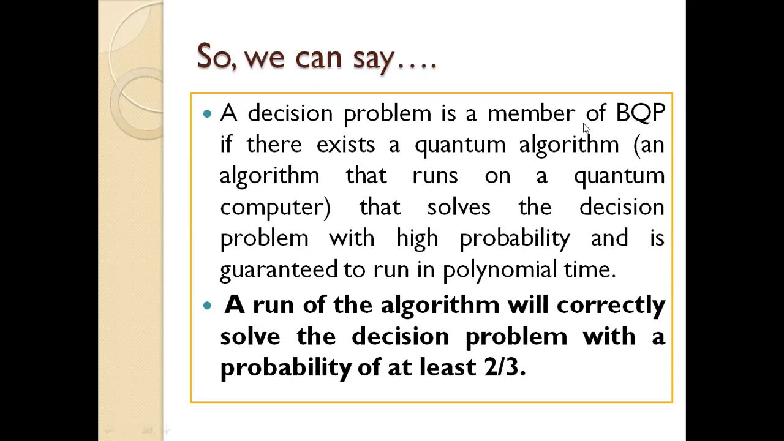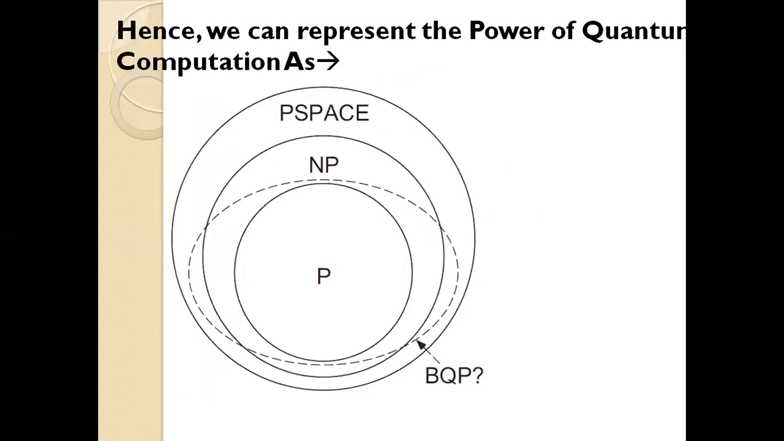So we can say a decision problem is a member of BQP if there exists a quantum algorithm, meaning an algorithm that runs on a quantum computer, that solves the decision problem with high probability and is guaranteed to run in polynomial time. A run of the algorithm will correctly solve the decision problem with a probability of at least 2/3, at most 1/3 error, and at least 2/3.